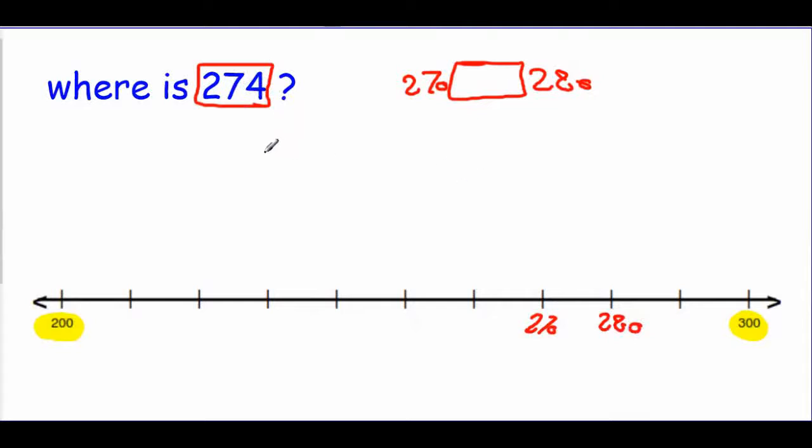Here 270 and here 280. 274 is between them, but I can say that it is closer to 270 than 280 because I need 4 steps to go back to 270 or 6 steps to go forward to 280. So it is closer to 270. When I put my mark, it should be closer to 270, and I think it is here. So here is 274.